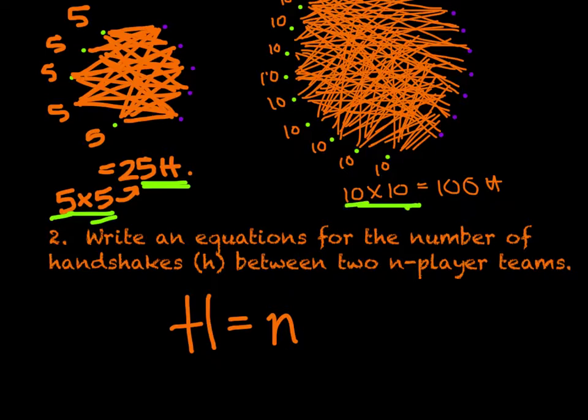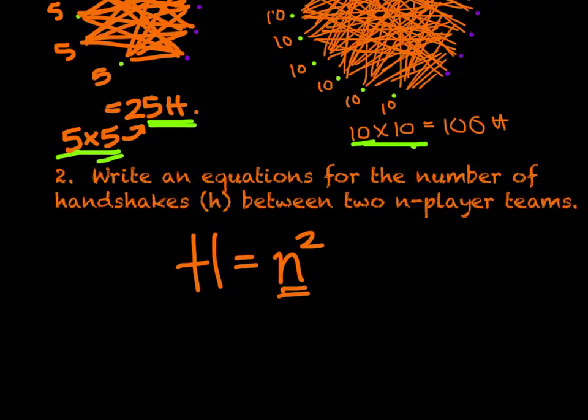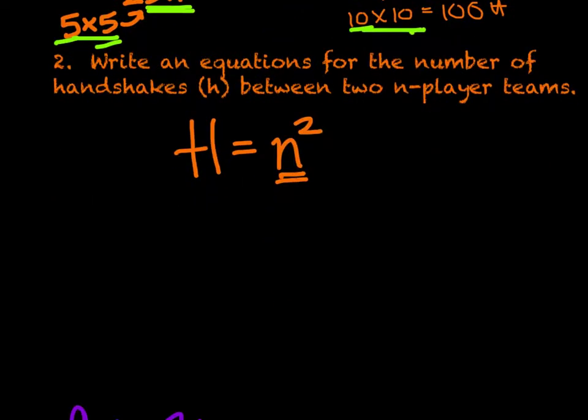So we have 10 times 10 equals 100 handshakes, or 5 times 5, which is equal to 25 handshakes, but it's essentially n squared. One team has the same number of players as the other team, so you'll have an equal number of handshakes between the two of them, and therefore the number of players is just squared to get the number of handshakes that occur.